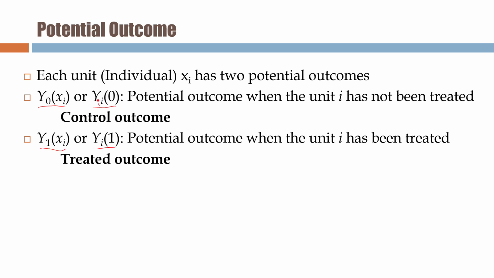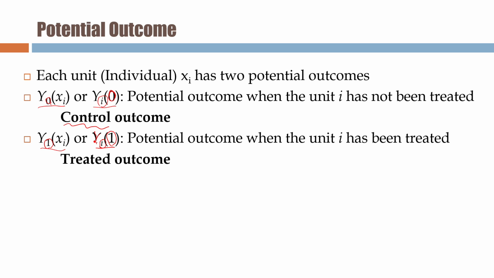This is i, the individual, and if we don't do the treatment, that's what we call the control. And what would be the outcome? This is the 0, and 1 means if we do the treatment, the treated outcome for individual i. Y means outcome, i means the individual's number, 0 means if we don't treat, and 1 means if we treat.